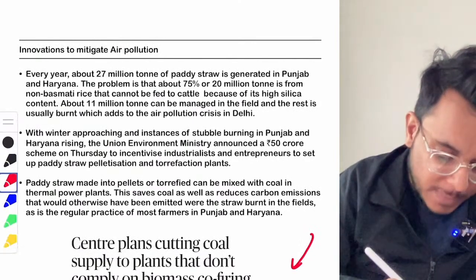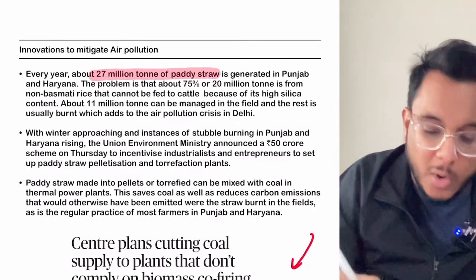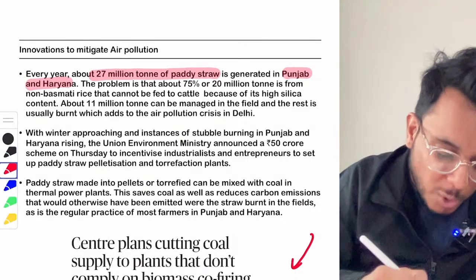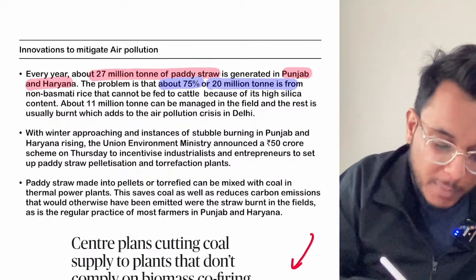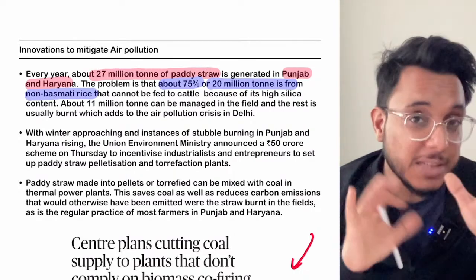So basically guys, it is being provided that every year around 27 million tonnes of paddy straw is generated in Punjab and Haryana. Okay, and out of this, 75% or 20 million is from non-basmati rice. Now you see this particular thing. Now non-basmati rice, there is one problem.